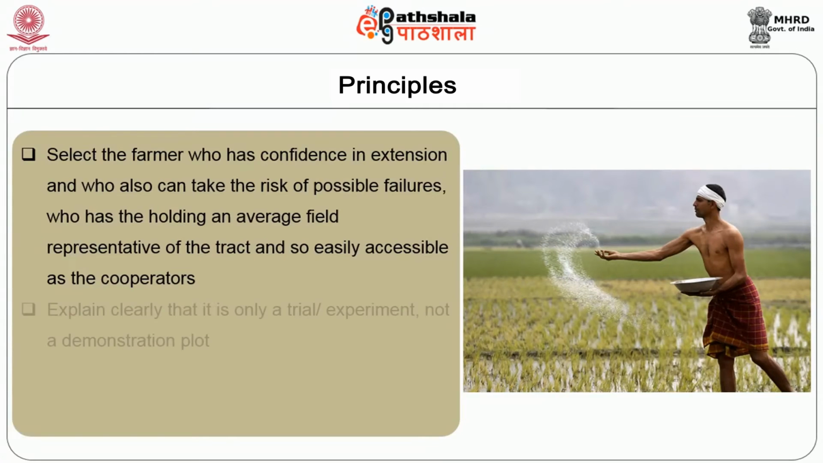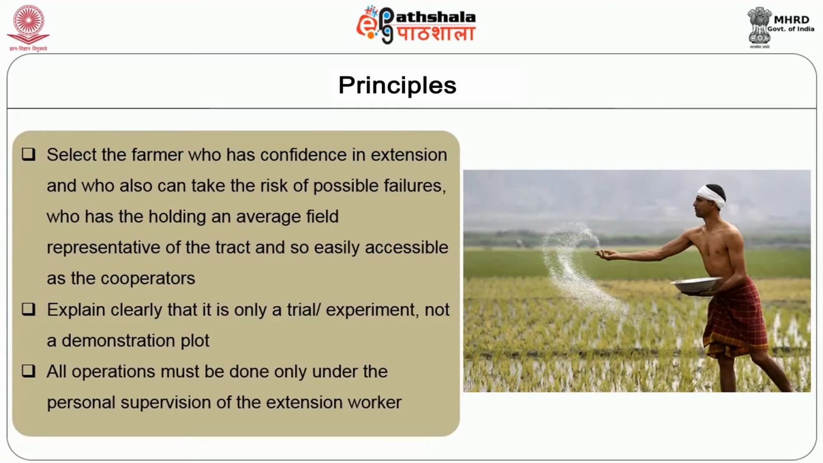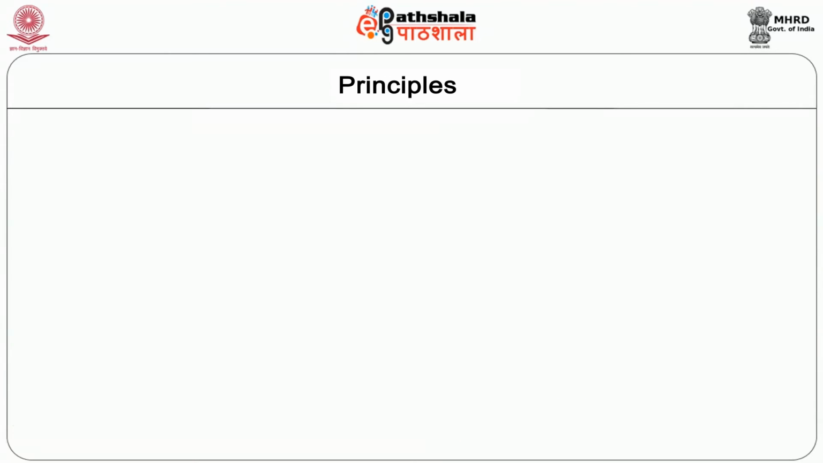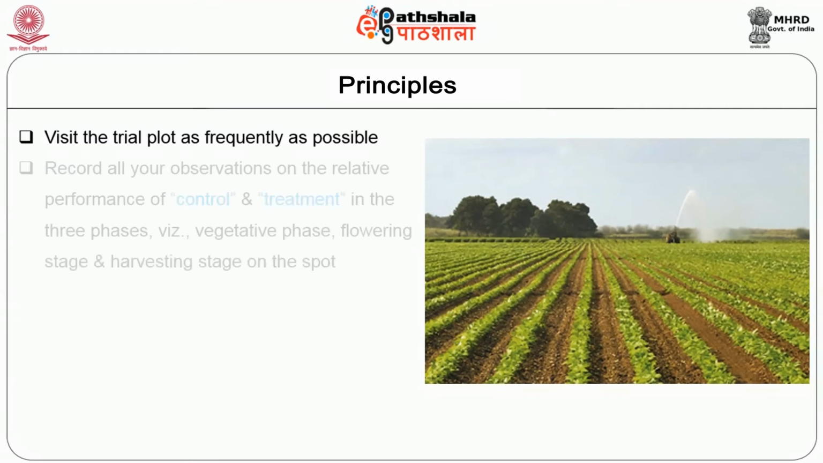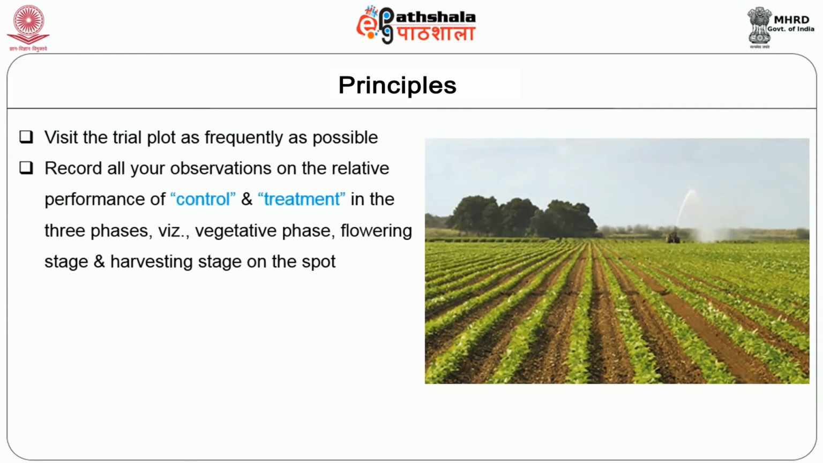Explain clearly that it is only a trial or experiment, not a demonstration plot. Number 8, all operations must be done only under the personal supervision of the extension worker. 9, visit the trial plot as frequently as possible. Record all your observations on the relative performance of control and treatment in the 3 phases, namely for example the vegetative phase, flowering phase and harvesting stage.